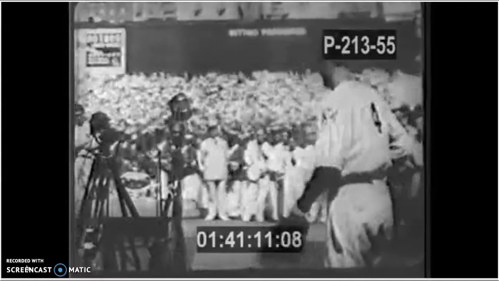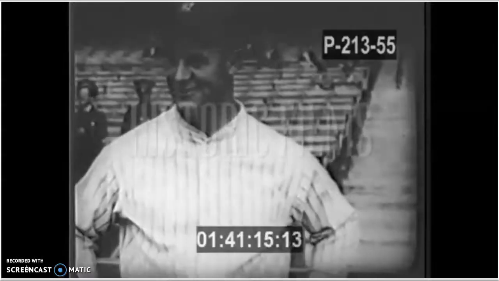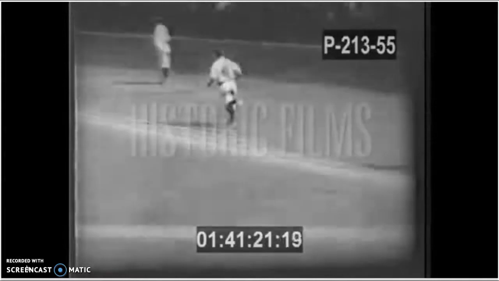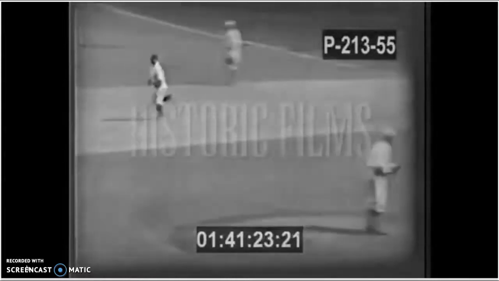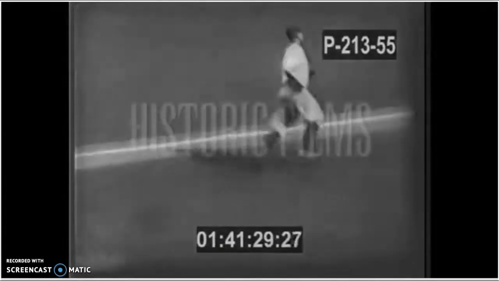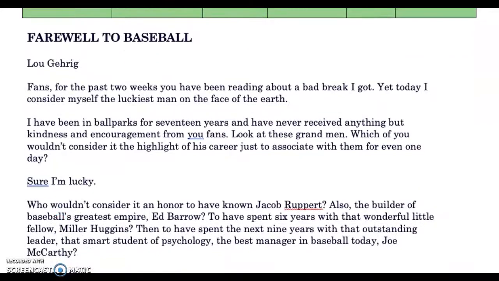Thank you. Stricken with a rare disease, Lou retired never to return and never to be replaced. His number 4 resides now at Cooperstown, New York, in baseball's Hall of Fame. This is Lou Gehrig, the pride of the Yankees, a man who stands proudly among the sports milestones of the century. Lou Gehrig's farewell to baseball.